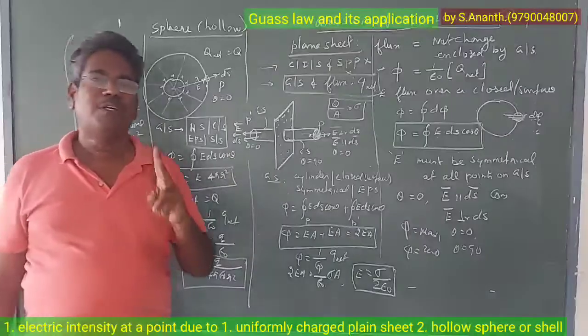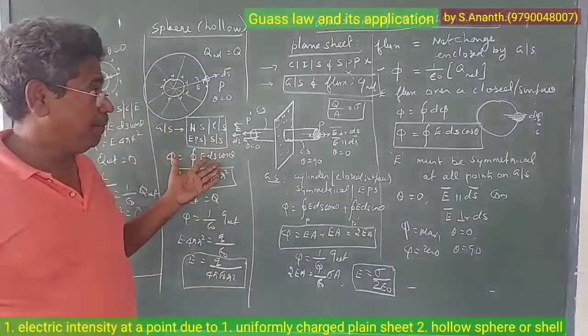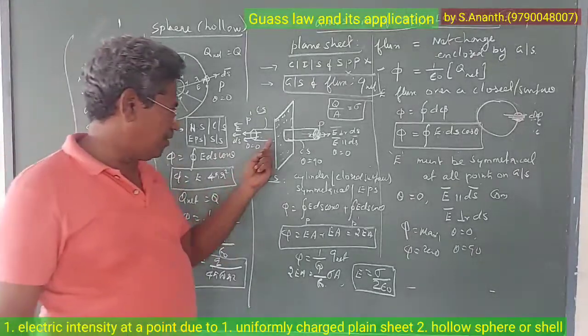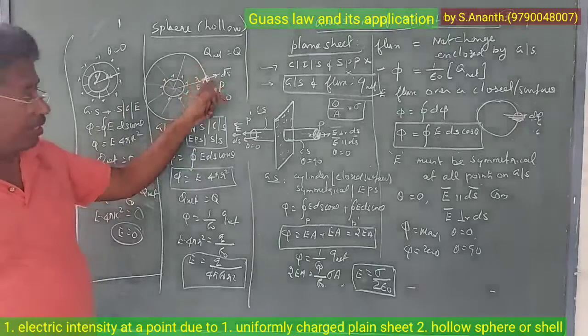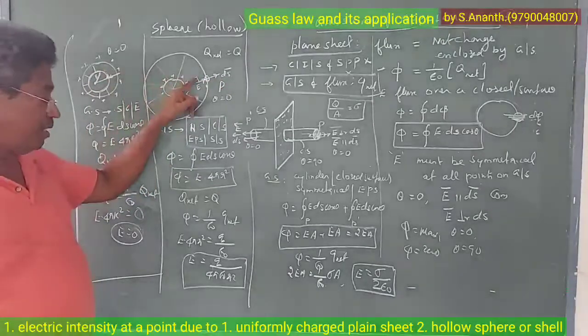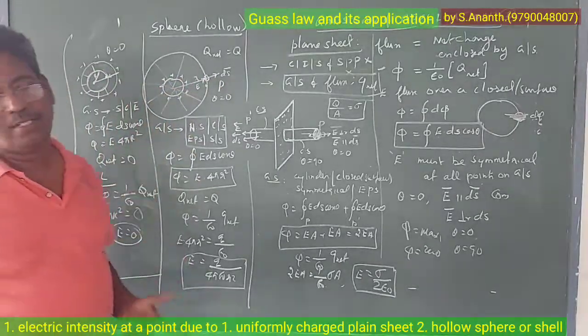These are two important applications where Gauss law can be used to determine electric field at a point due to a sheet and also electric field at any point outside the shell and inside the shell. Outside the shell electric field is Q by 4 pi epsilon naught r square, inside the shell electric field is 0.